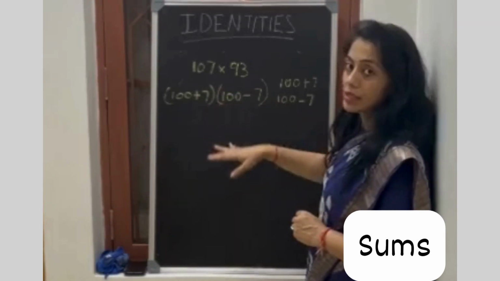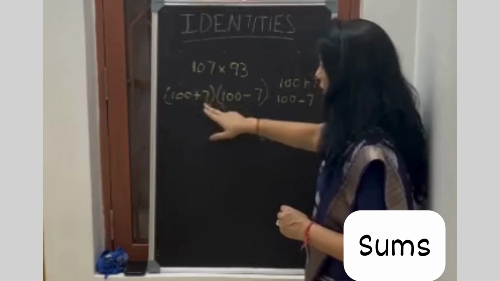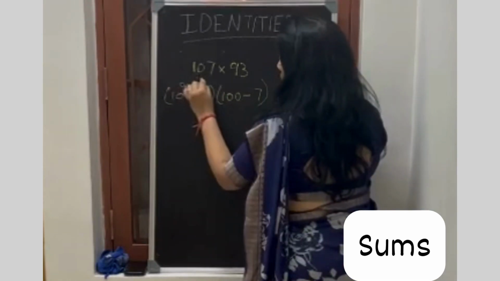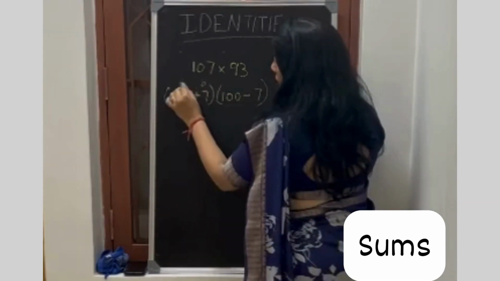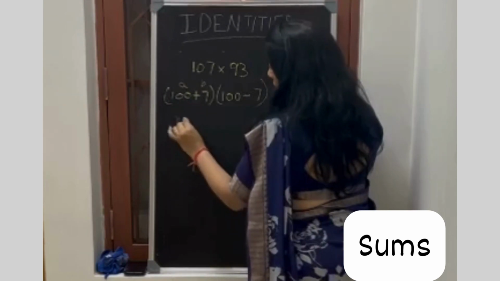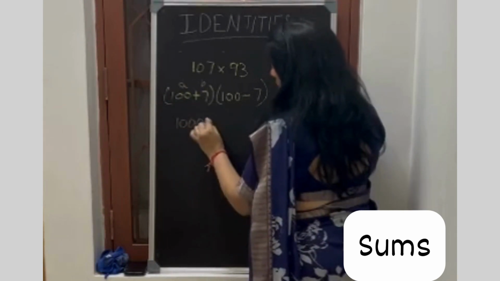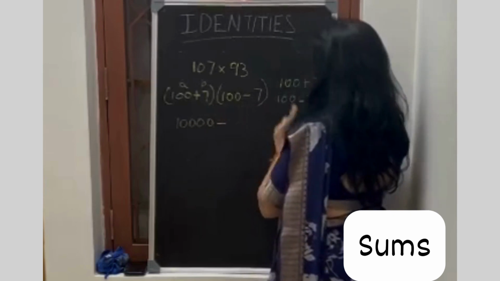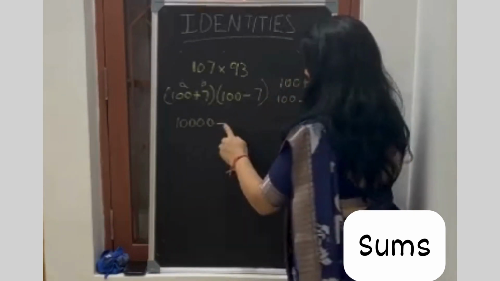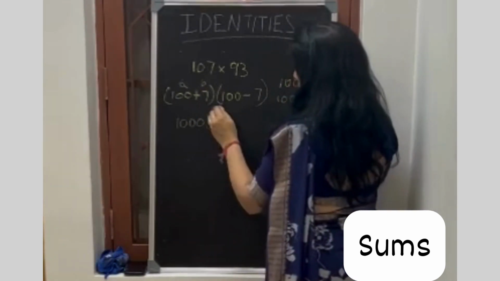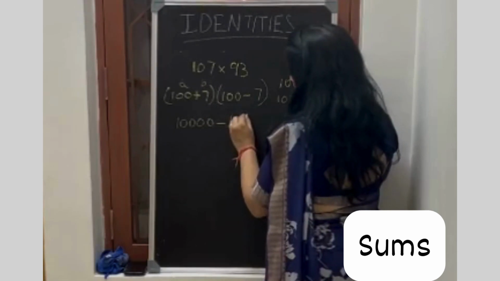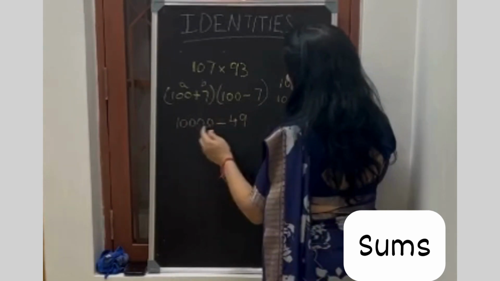The answer is a square minus b square. This is a and this is b. This becomes a for me, this is b for me. So 100 square is 10,000. Then I put a minus sign here because a square minus b square. So minus b square, 7 square is 49. Now 10,000 minus 49 I have to do.